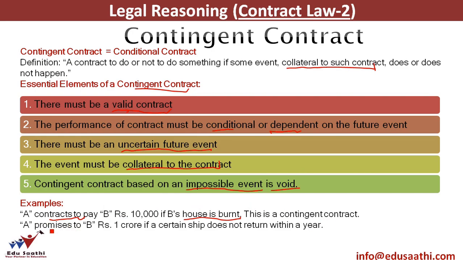Second example, A promises to pay B rupees 1 crore if a certain ship does not return within a year. So when a ship goes for sailing, it may or may not return. There is a possibility of the ship sinking. So A and B have entered into a contract that he would pay rupees 1 crore if this certain ship does not return. So it's not an impossible event but an uncertain future event which is collateral to the contract. That is, the contract is based on the event of the ship returning or not.